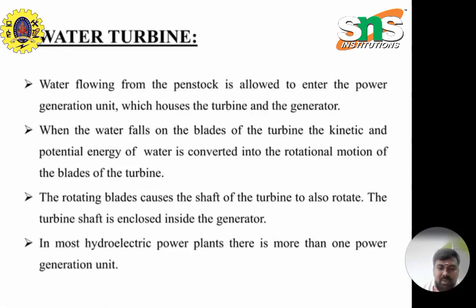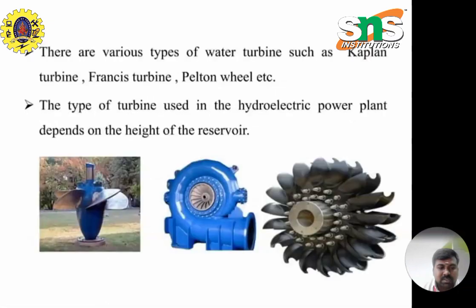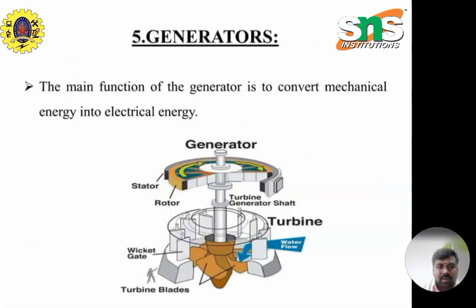In most hydroelectric power plants, there is more than one power generation unit. There are various types of water turbines such as Kaplan turbine, Francis turbine and the Pelton wheel turbine. The type of turbine used in the hydroelectric power plant depends upon the height of the reservoir. According to the height of the reservoir, we can choose either Kaplan turbine, Francis turbine or Pelton turbine for the generation of power. So this is the generator, also known as the alternator.